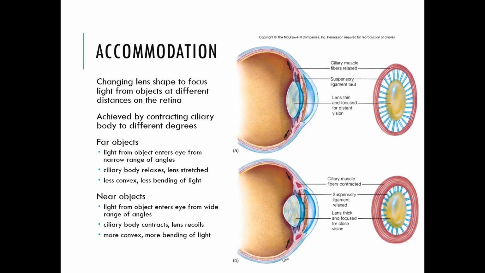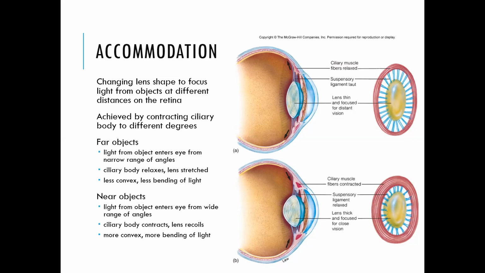So for far objects, light from the object would enter your eye from a narrow range of angles, causing the ciliary bodies to relax, causing the lens to stretch so that it becomes less convex and there's less bending of light so that those images are focused onto the retina.